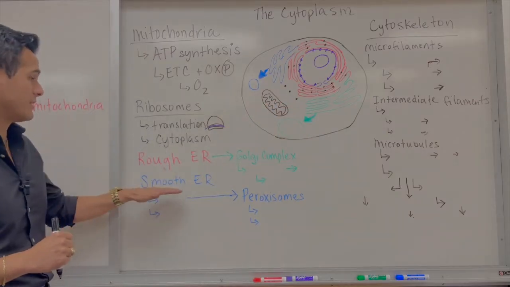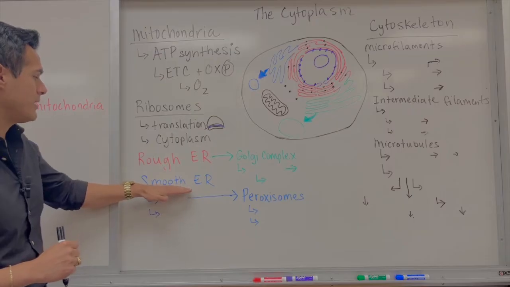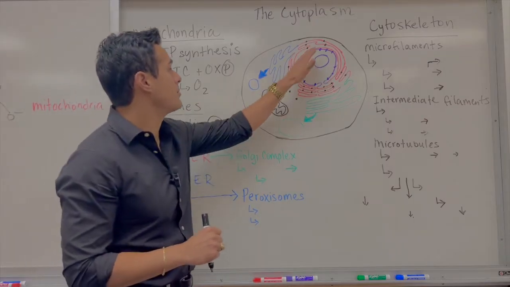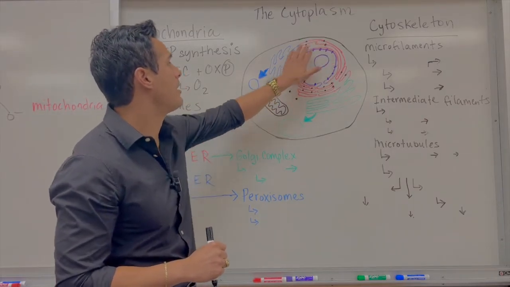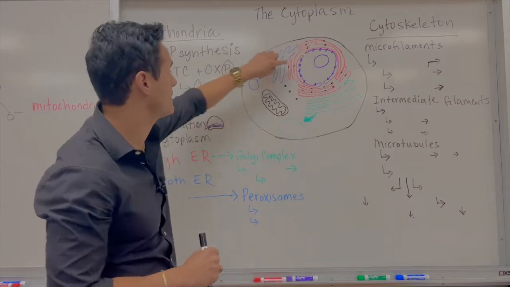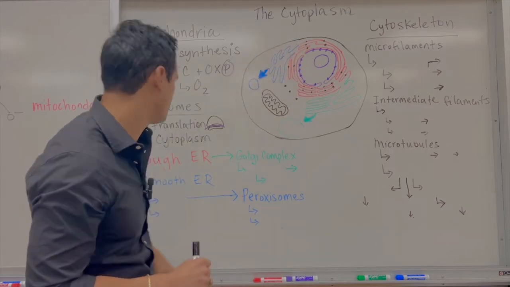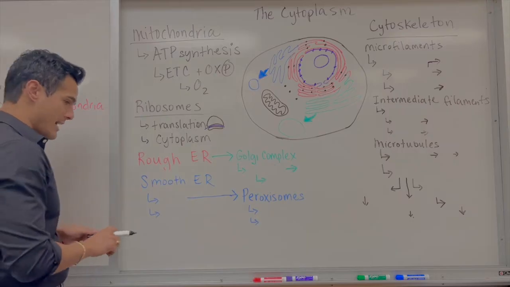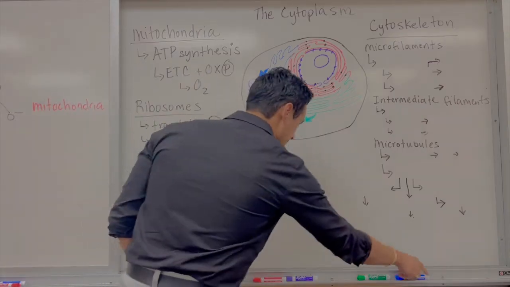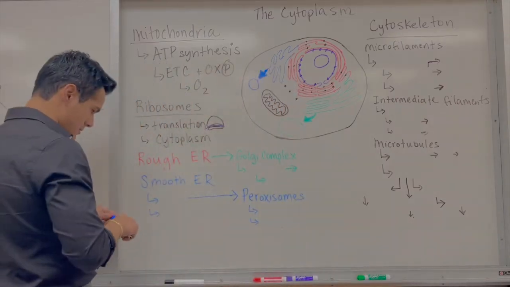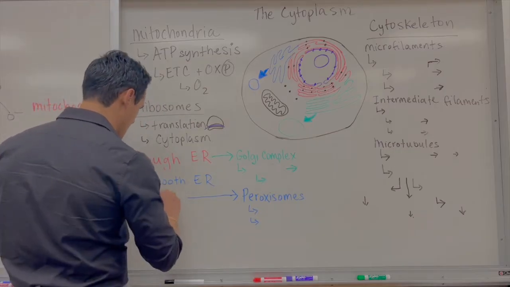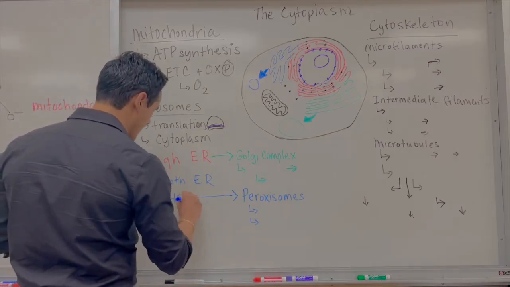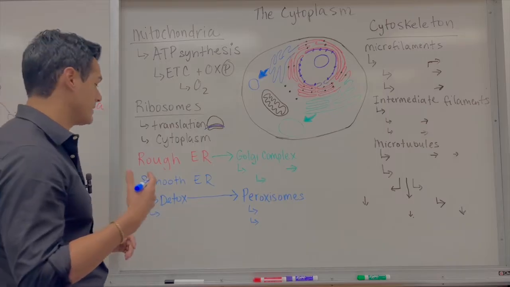So now let's move on to the smooth ER. The smooth ER, this is this component over here. We've already discussed the rough ER, and then coming off of the rough ER is the smooth ER. That's what's shown here in blue. The smooth ER has a couple of different functions here. One is to detox. It helps to detoxify substances that enter into the cell.